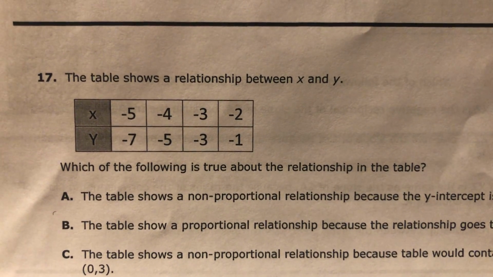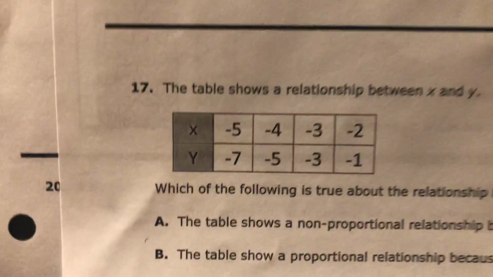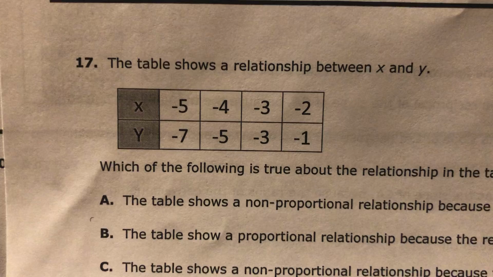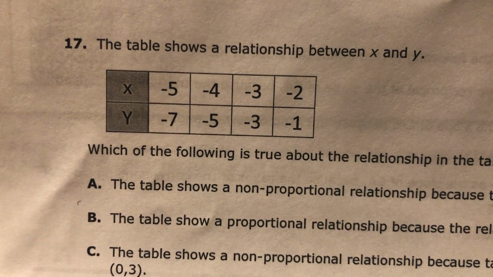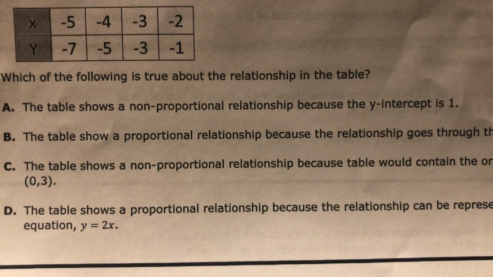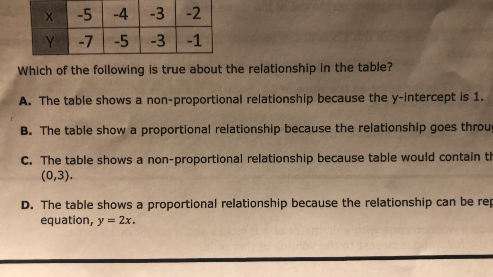17. The table shows a relationship between x and y. X: negative 5, negative 4, negative 3, negative 2. Y: negative 2, negative 5, negative 3, negative 1. Which of the following is true about the relationship in the table?